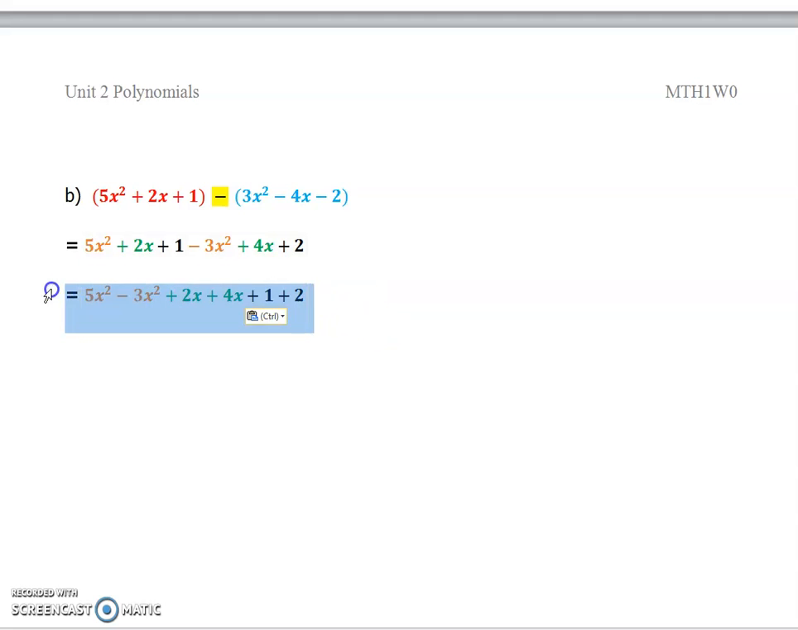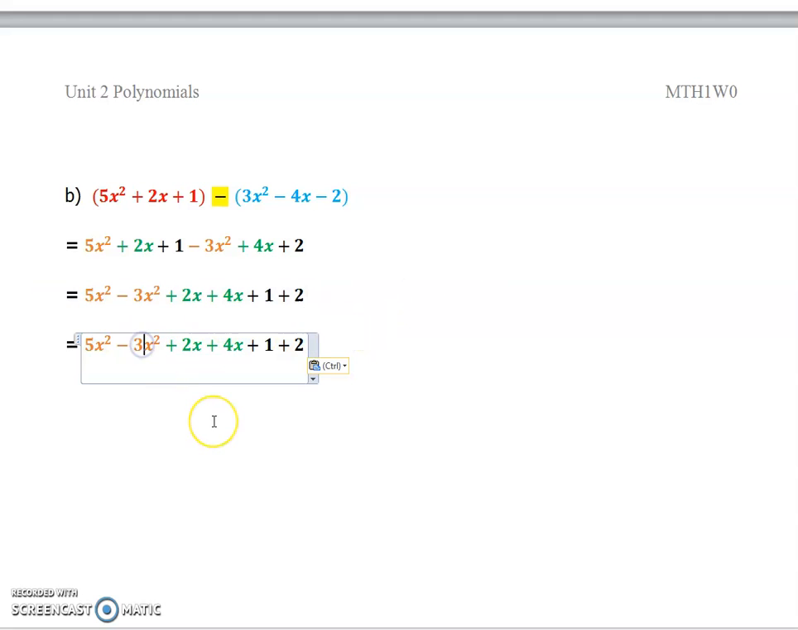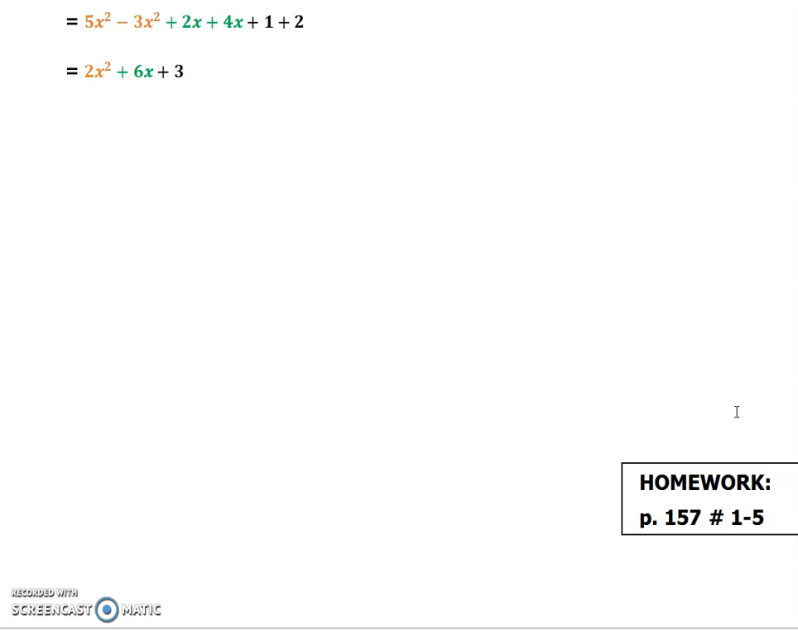And then the final answer is putting those similar colors together. So that's going to be 2x squared. Okay, 2 plus 4 is going to be 6x. And then 1 plus 2 is going to be 3. I hope that was somewhat easy to follow. Again, the textbook homework is right here, page 157, number 1 to 5, and that was adding and subtracting polynomials.